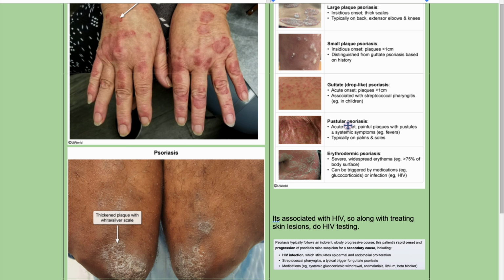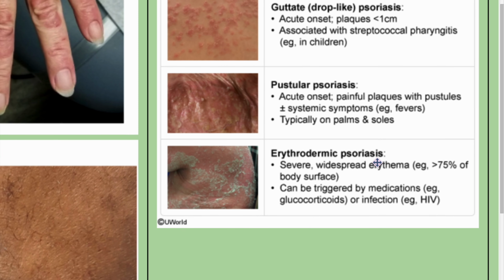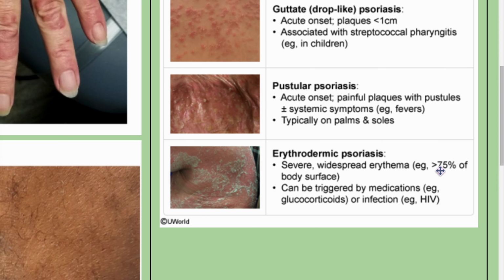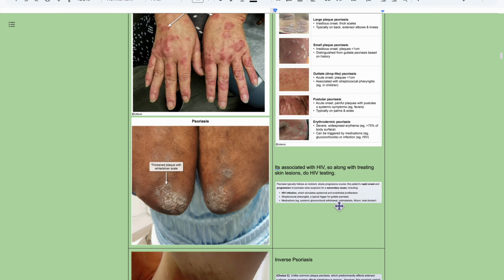Pustular psoriasis. Acute onset painful plaques with pustules with or without systemic symptoms, for example, fever, typically on palms and soles. And then you have erythrodermic psoriasis here. Severe widespread erythema, for example, 75% of body surface, can be triggered by medications, for example, glucocorticoids, or infection, for example, HIV. Okay.